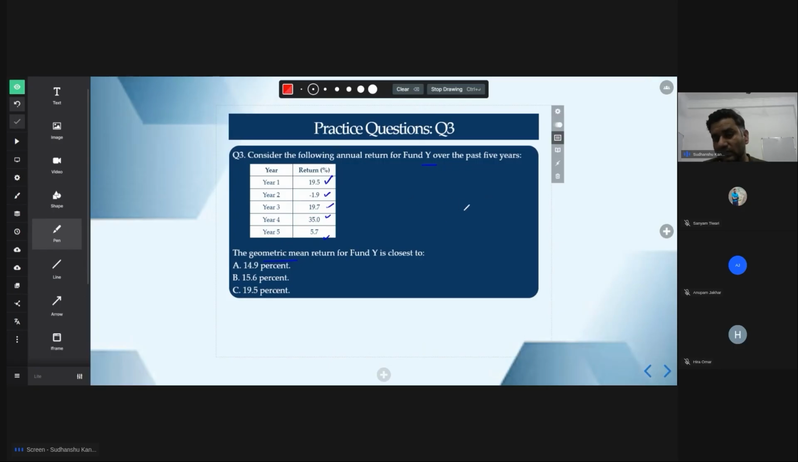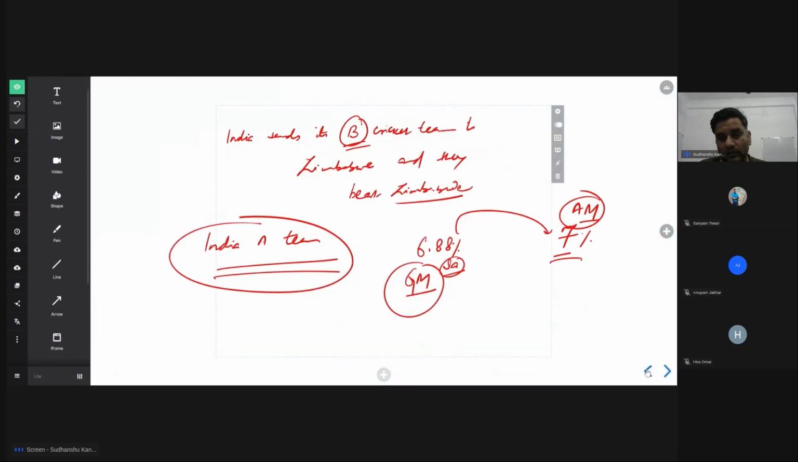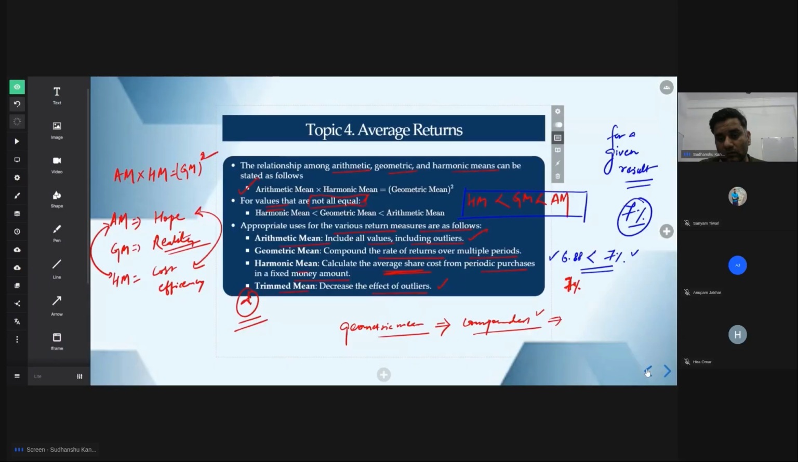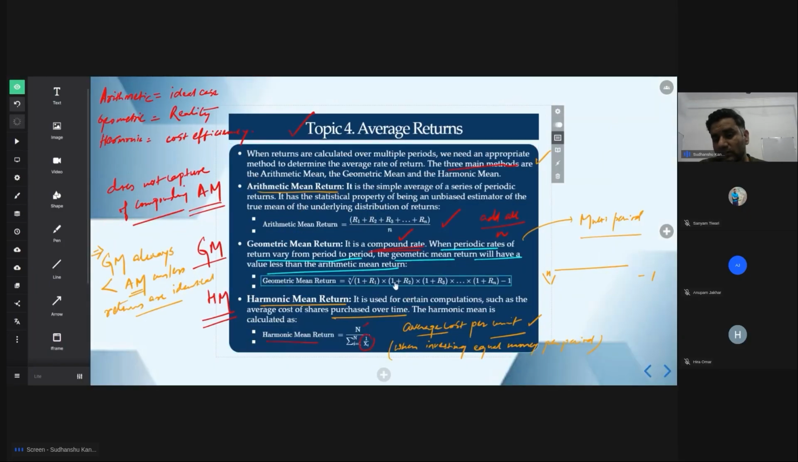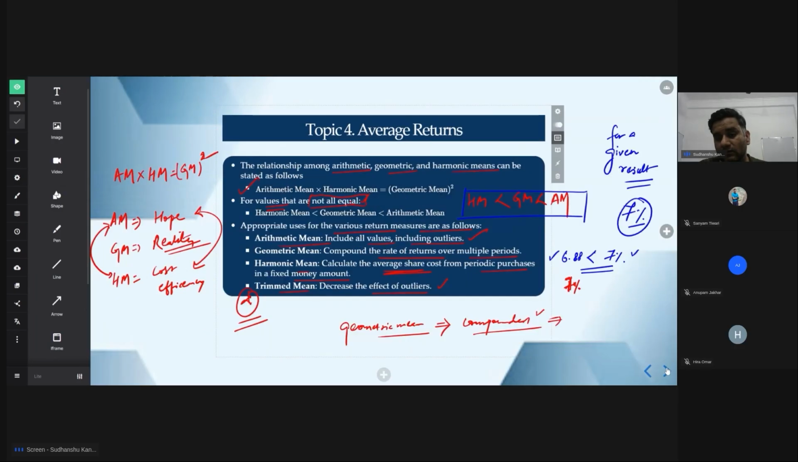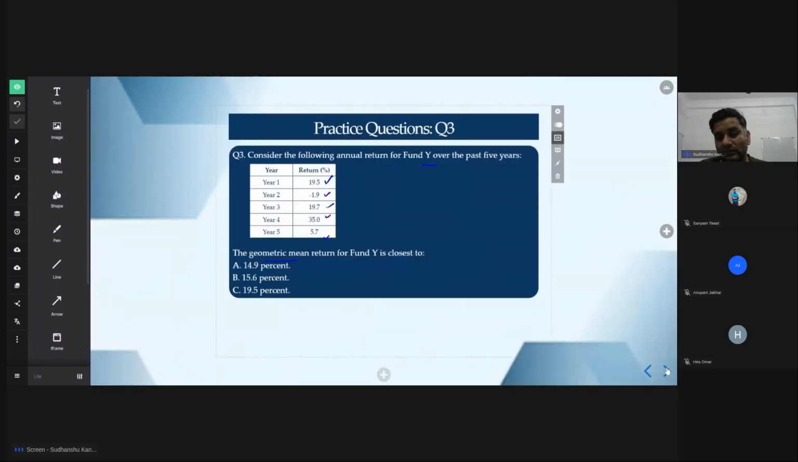Same thing, I'm taking you back to the formula so that you remember it. It is 1 plus R1, 1 plus R2, 1 plus R3, up to 1 plus Rn, the under root finishes at 1 plus Rn, then take the root n and minus 1. So in this case, we will have root 5.